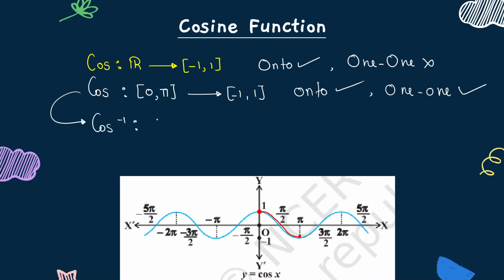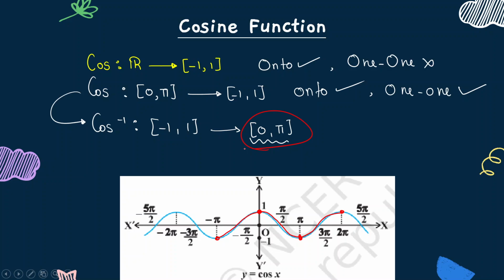Cos inverse will be the function from minus 1 to 1 going to 0 to pi. Over here, this 0 to pi is known as the principal branch. What are the other possible branches? You can even consider pi to 2 pi, 2 pi to 3 pi, or even minus pi to 0. All of them are different branches. Out of these, the standard one we consider in most general cases is 0 to pi. Hence, 0 to pi is called the principal branch of the cos function.